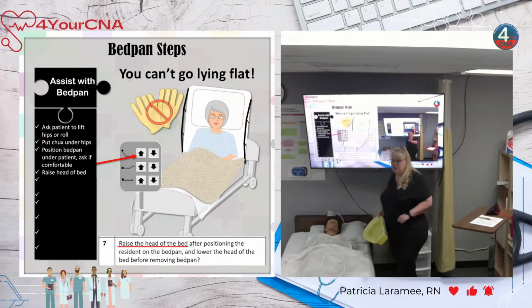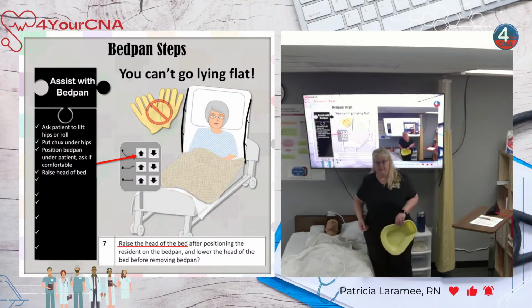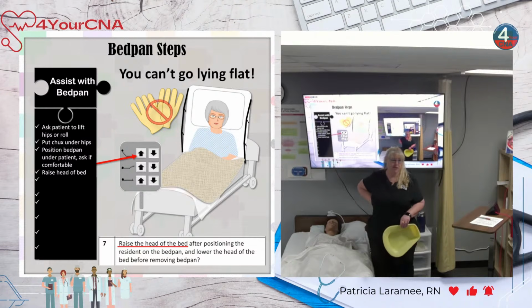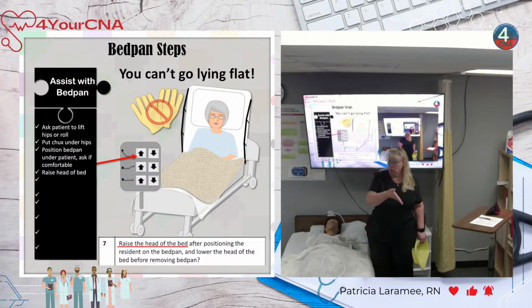What position do you normally use the bathroom in? Sitting position. That's comfortable for you. You're also having gravity help you out. Well, if your patient is laying flat on their back, that's not comfortable. It's not normal, nor do we have gravity helping us. So if you put a bedpan under the patient, leaving them flat is the worst thing you can do.